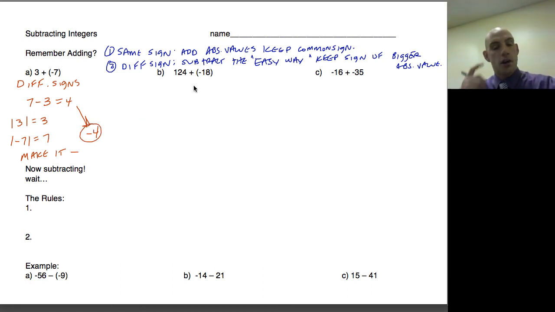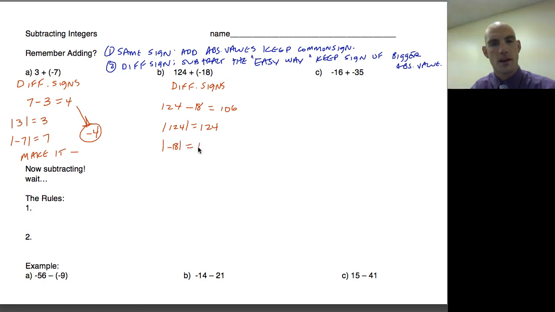Looking at the second one, notice what we have here. We still have different signs, so we're going to subtract the easy way. So 124 minus 18 equals 106. And the absolute value of 124 is 124. And the absolute value of negative 18 is 18, so we make it positive because that's the bigger absolute value. So the answer is 106.